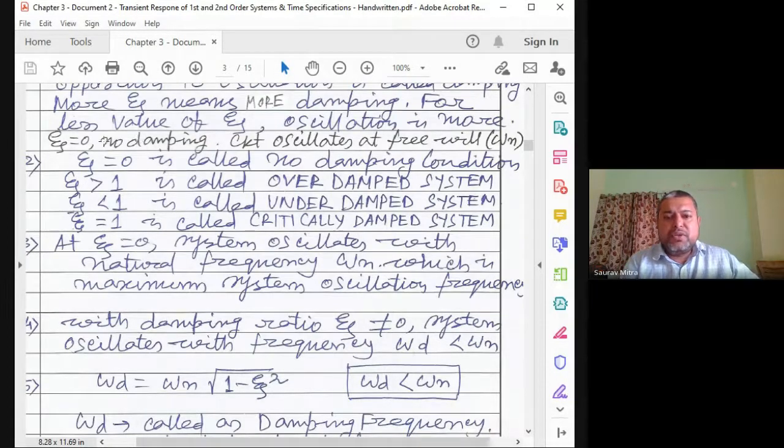So first, zeta is equal to 0. In that case we get sinusoidal oscillation. Remember this, because I will show you all these outputs, and later on you have to do this simulation and find out the response.